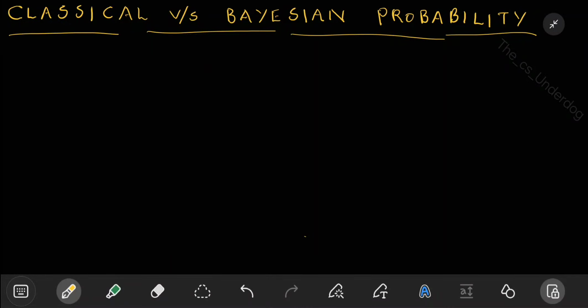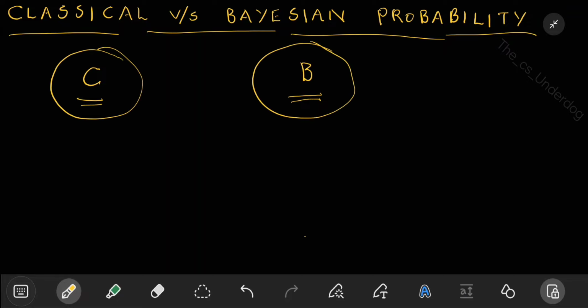Classical versus Bayesian probability. Coming to probability, there are two major approaches. First one is classical approach for probability and the second one is Bayesian approach for probability. Depending on the approach that you choose for solving your problem, the probability that you find for one particular happening would differ. So it would differ if you choose a classical approach and you choose a Bayesian approach.